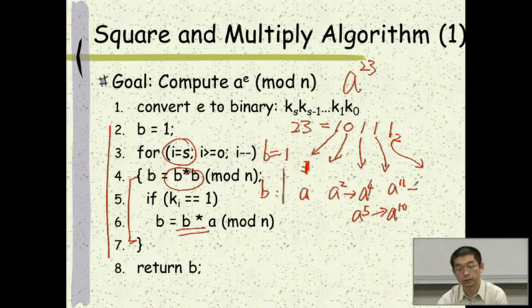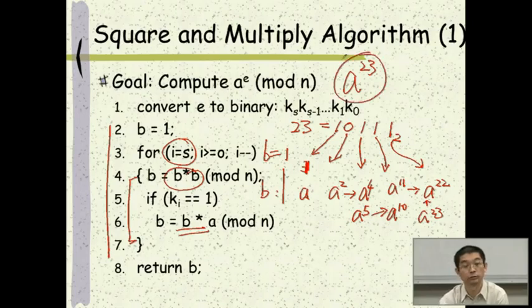I do the square of a to the power 11. This gives me a to the power 22. And this last bit is also a 1, so I need to multiply this a to the power 22 by a again, which gives me a to the power 23, which is exactly what you want to compute. And for each of these steps, we're doing these things under the modular operation, which is similar to the one I called iterative exponentiation and modular. Whenever you get a number which is larger than n, you do the modular operation.